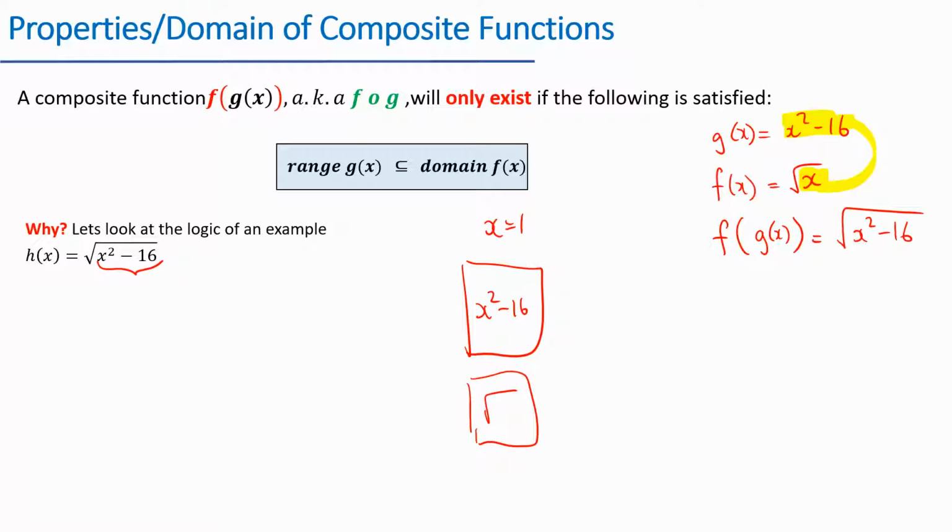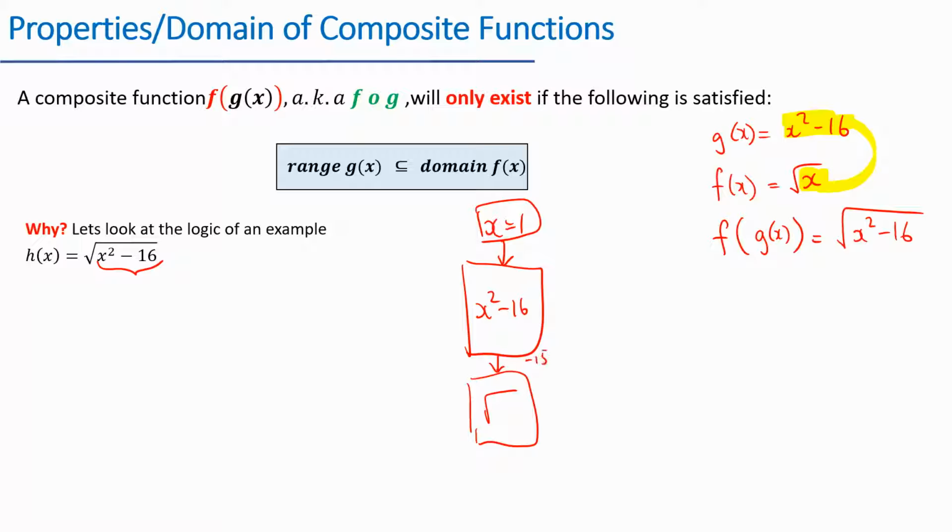If I put a 1 into the machine, let's see if it works. If I chuck in a 1, x squared, I'm going to change x to 1 now. Then I'll have 1 squared minus 16. What does that equal to? Negative 15, because 1 squared is 1, and 1 take away 16 is negative 15. So that means the first machine spits out a negative 15.